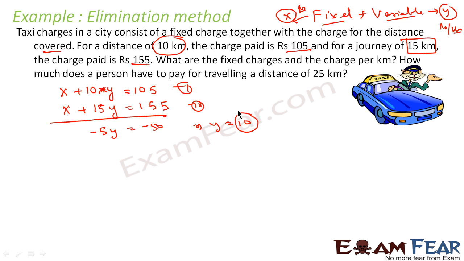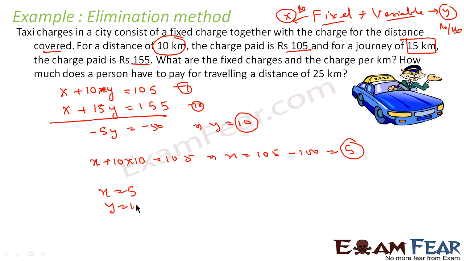We can put this value in any equation. So we'll put it in the first equation, x plus 10 into y, that's 10 into 10, is equal to 105. So we got x is equal to 105 minus 100, and that is 5. So x is equal to 5 and y is equal to 10.